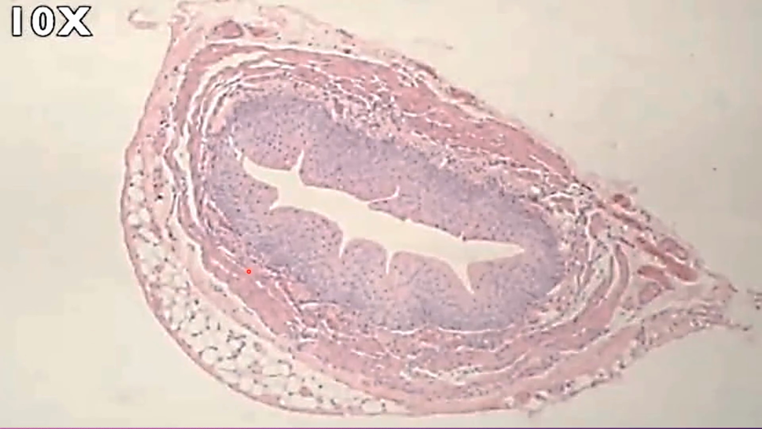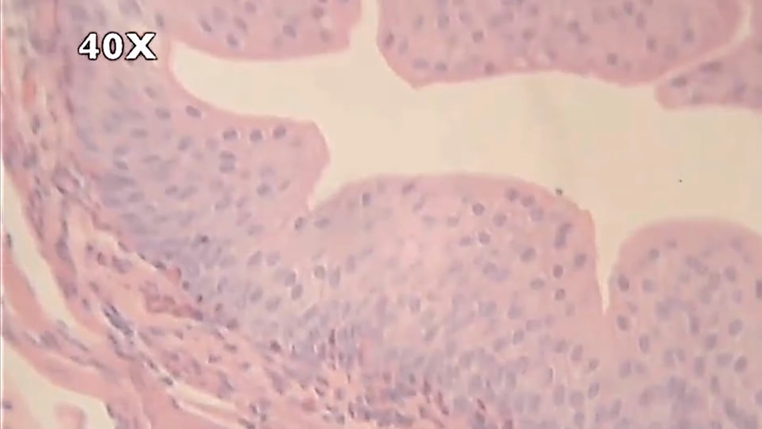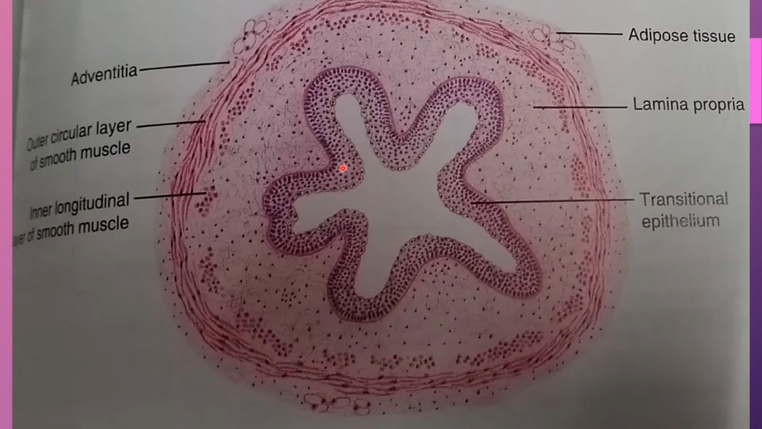This is how it will look under 10x, and under 40x you can appreciate the transitional epithelium, the umbrella-shaped cells and the star-shaped lumen. This is how you are going to draw the star-shaped lumen and the transitional epithelium. The lamina propria is extending into it. Then you have the muscular layer, that is the inner longitudinal and outer circular layer, and we have the adventitia where you have the adipose tissue and the blood vessels. So that is how you draw the ureter.